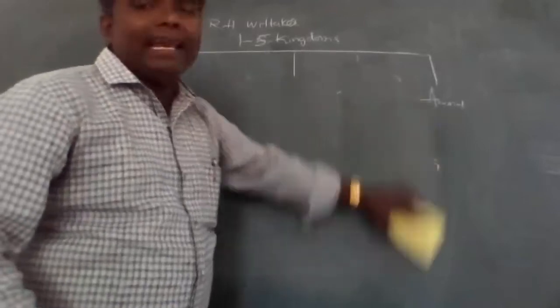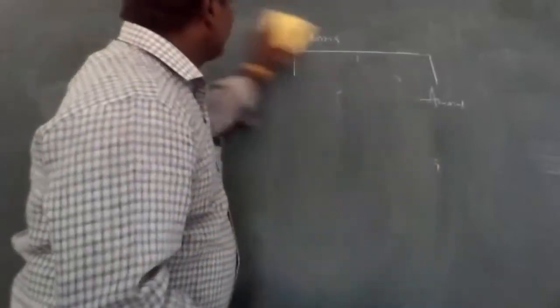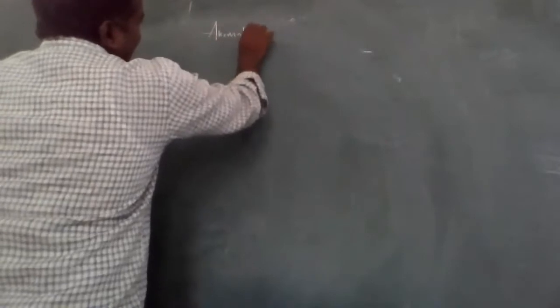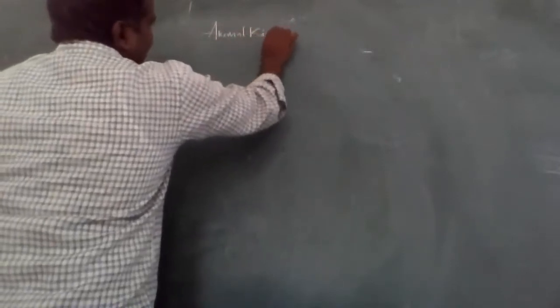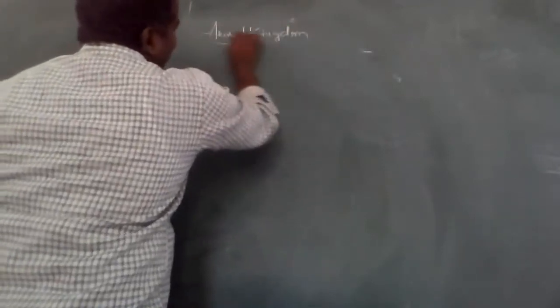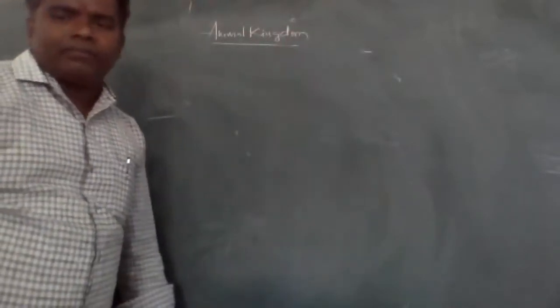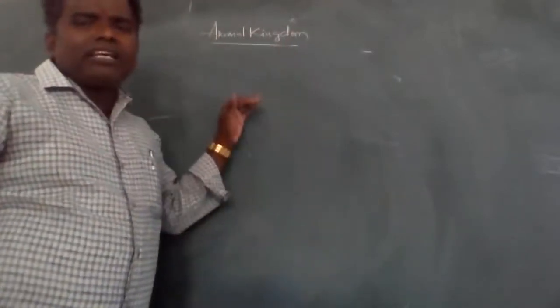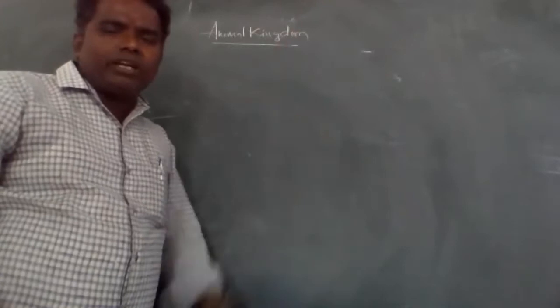Animal kingdom. Next, the fifth kingdom is called what? Animal kingdom. Okay, animal kingdom, very very important, right? So in this animal kingdom, what happened, just now I told you.